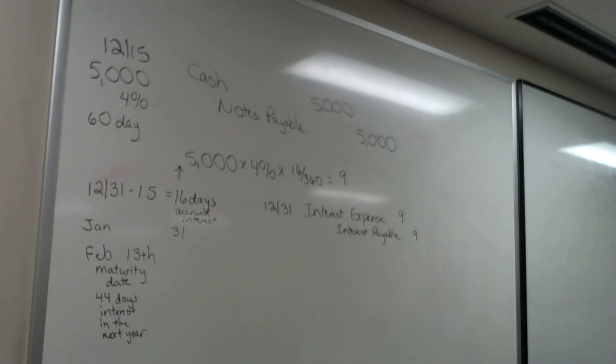Okay. So interest expense and interest payable of $9. So that's at the end of the period. That's an end of period adjustment that we have to do.